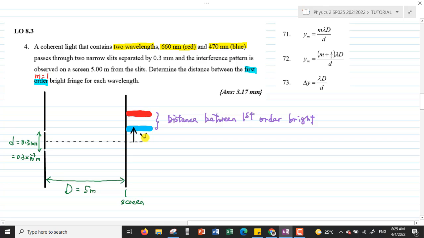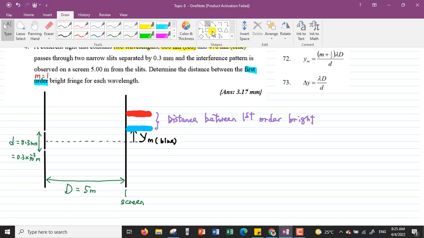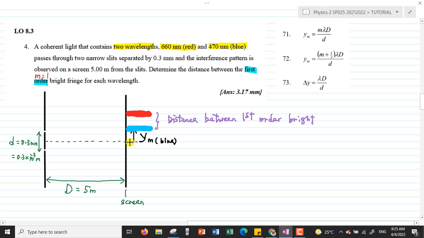We call it Ym. So we can find Ym for the blue light. Then we can also calculate Ym for the red light. Okay, so we take the Ym for the red light minus the Ym for the blue light. Then we will get the distance between the first order bright fringe for each wavelength.